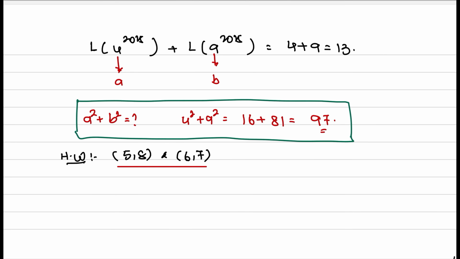This is the solution for this problem. It's an excellent problem created by me to clear the concepts of the last digit of an unknown number. A is an unknown number and the last digit of B is an unknown number. And the last digit of an unknown number to the power of 2025 is made equal to a 2-digit number, 13, and we have found the values of A and B, and then from there we have found the value of A square plus B square. With this I want to conclude this lecture.